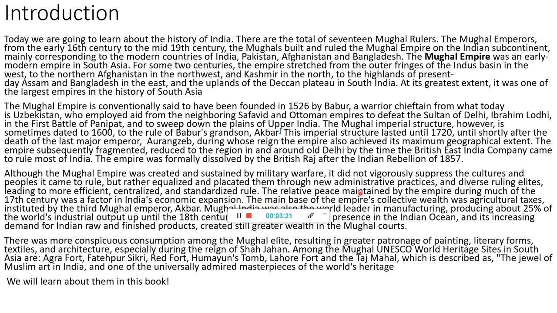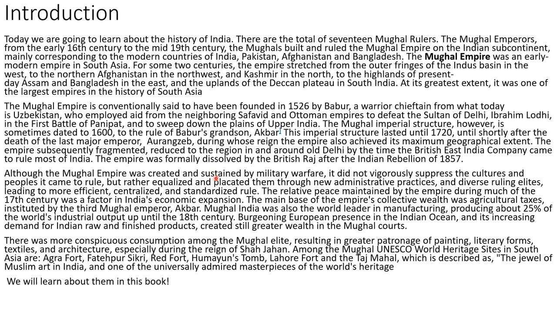The relative peace maintained by the empire during much of the 17th century was a factor in India's economic expansion. The main base of the empire's collective wealth was agriculture taxes, instituted by the third Mughal emperor Akbar.